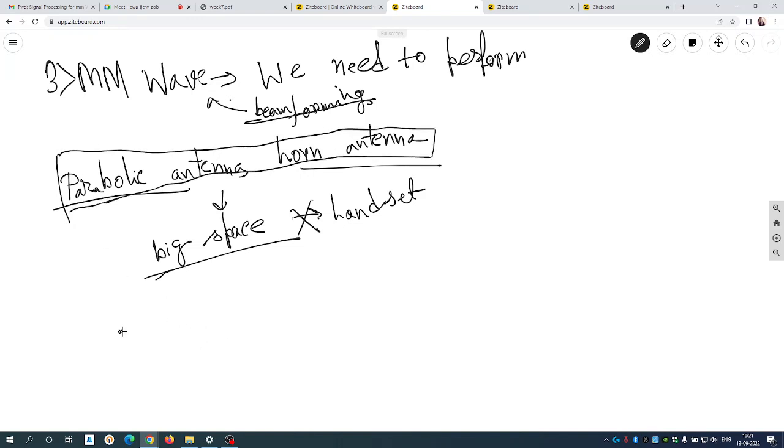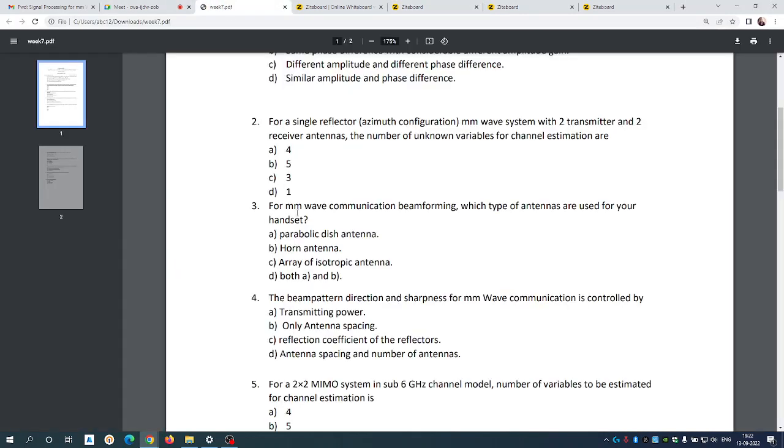So that is the reason we take isotropic antennas at equal distance. This is the distance D, and then we do the beamforming with a particular configuration. If we increase the number of antennas, the beams will be sharper, and the directivity in a particular direction will get sharper. So that is the reason the option will not be a parabolic dish antenna or horn antenna. It will be an array of isotropic antennas. So the correct option will be option C, that is the third question, option C.